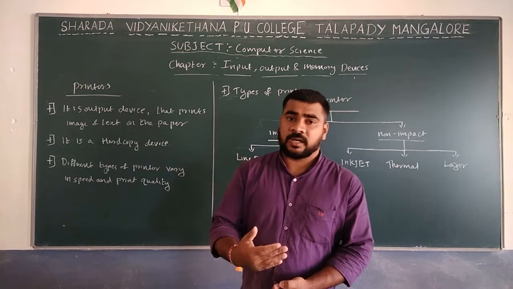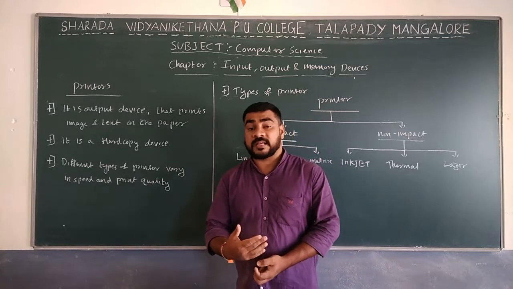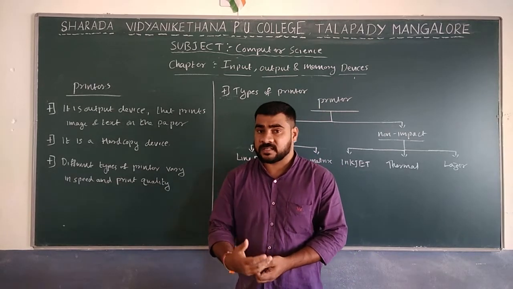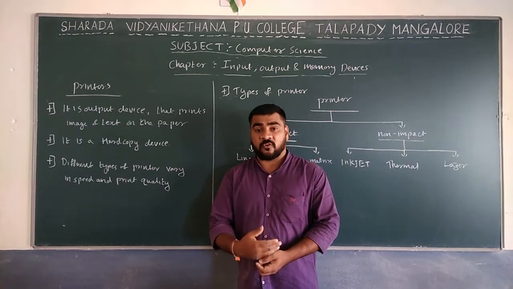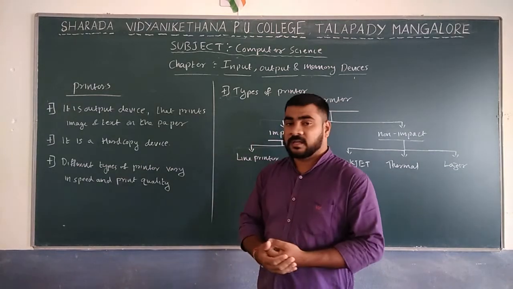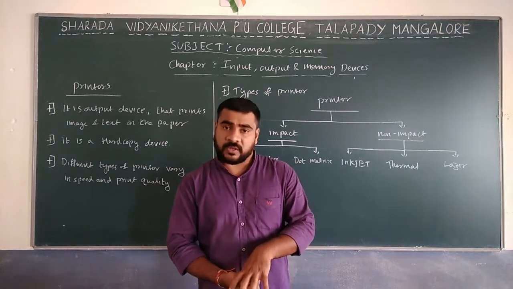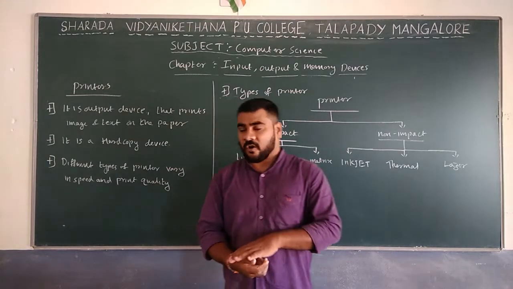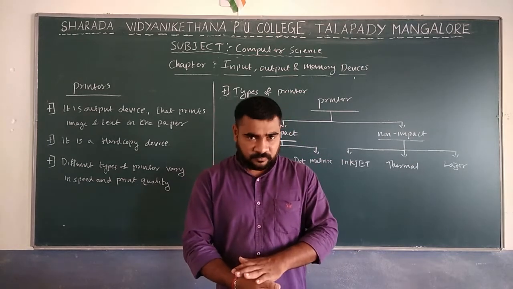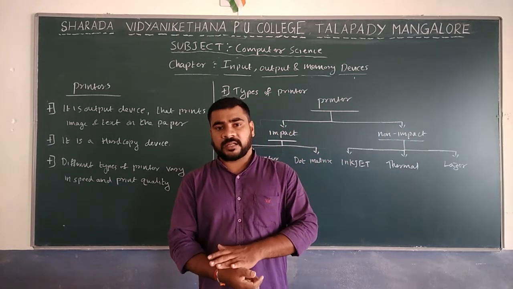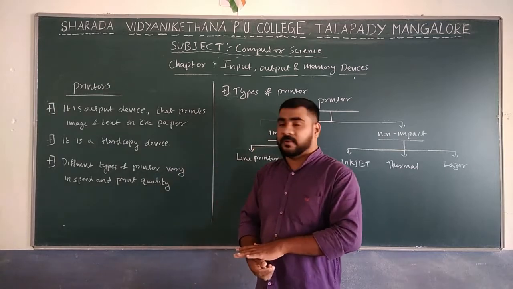Now we will move to the next output device, that is the printer. One output device we discussed is the monitor. Next we will move to one more type of output device, that is printers. What is a printer? A printer is an output device. It is the most commonly used output device that prints images, text or data on the paper.